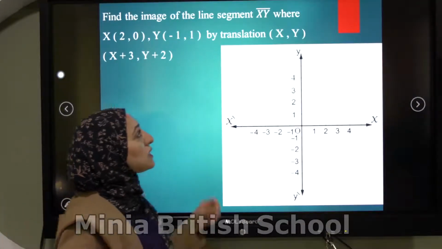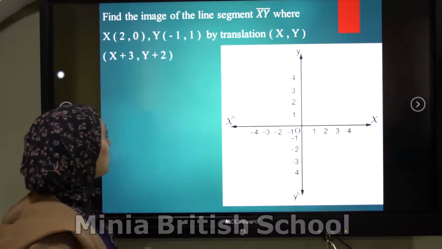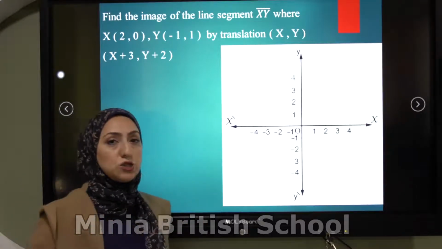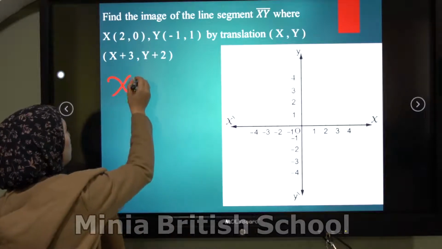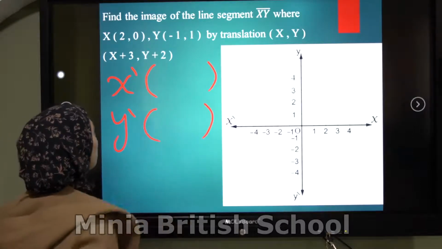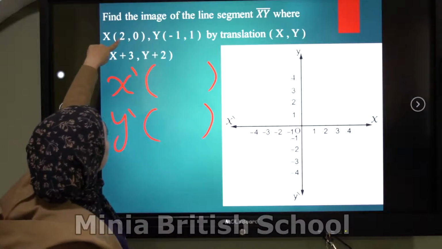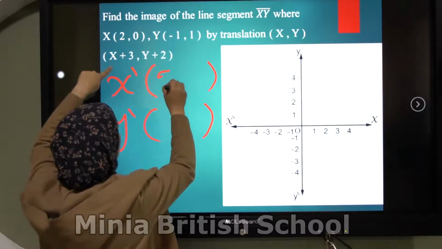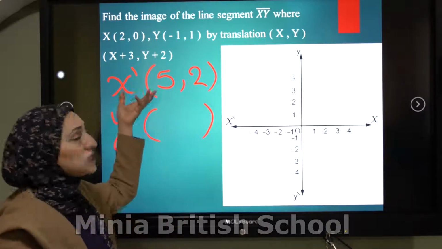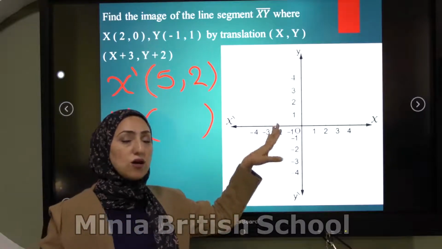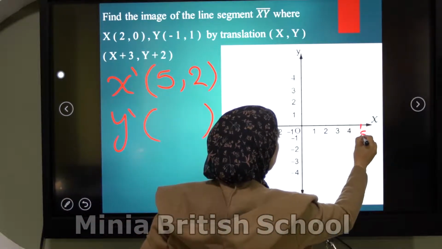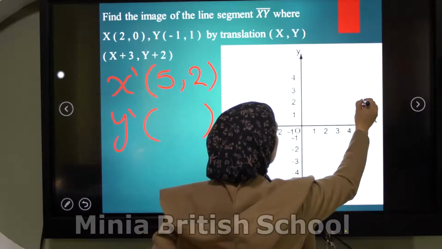Find the image of the line segment XY where X is 2 and 0, Y is negative 1 and 1, by translation (x, y) to (x plus 3, y plus 2). Here I have X, I want its image, and the image also of Y. Here, X: 2 plus 3 equals 5. Then 0 plus 2 equals 2. So this is the image of this point. And we have to represent it on the coordinate plane. So X dash here will be 5 and 2.